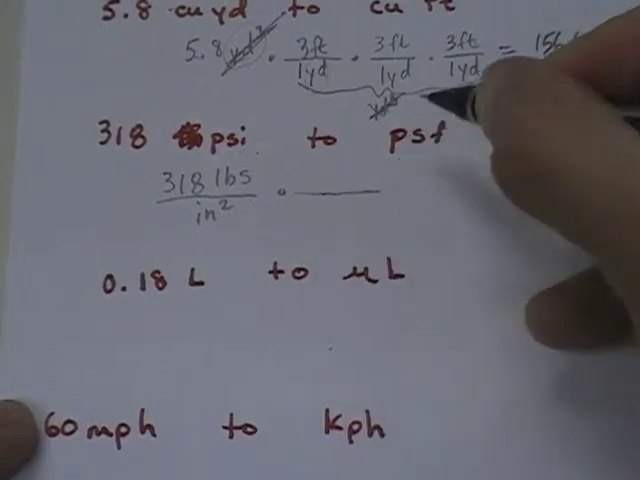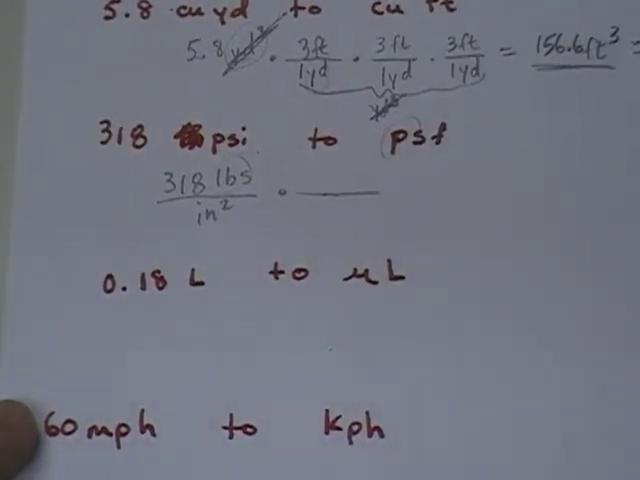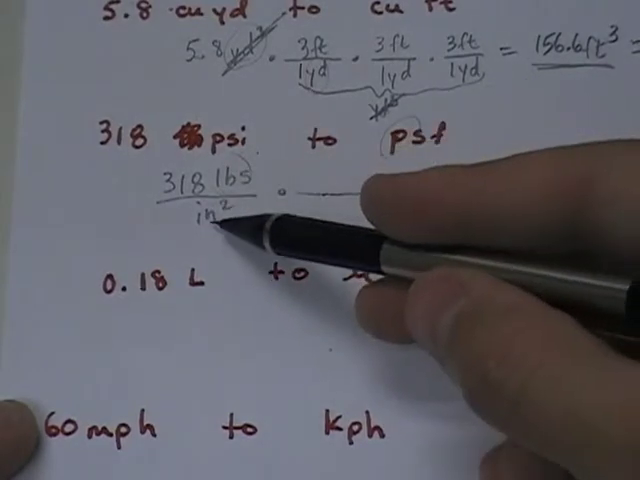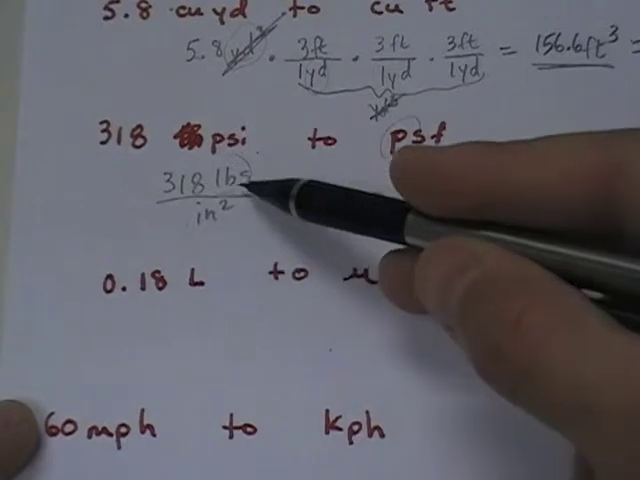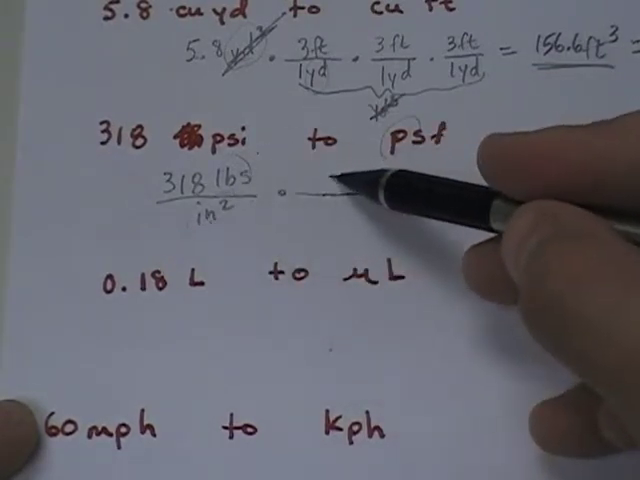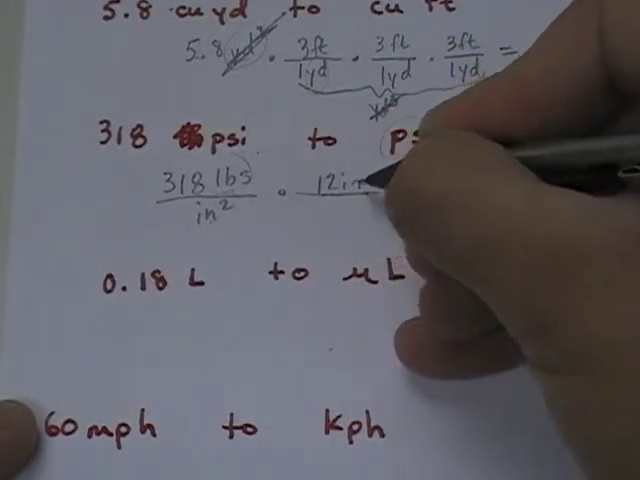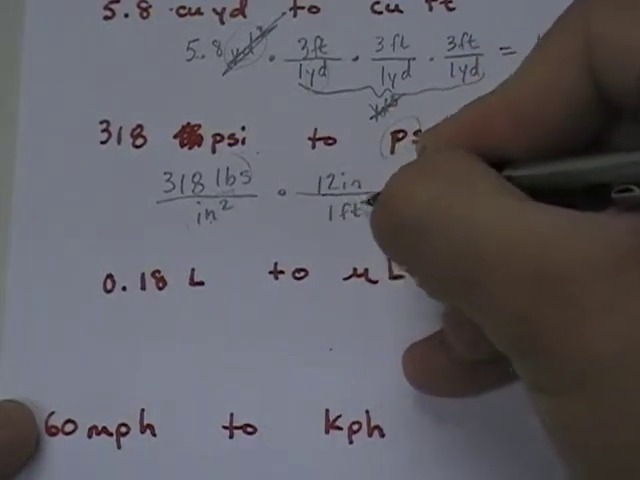Now what that tells me is pounds. They don't want me to get rid of pounds, so I'm going to leave that alone. But they do want me to get rid of inches. Well, inches is on the bottom. To get rid of something on the bottom, I'm going to put it on the top. What do I know about inches? I know there are 12 inches in 1 foot.